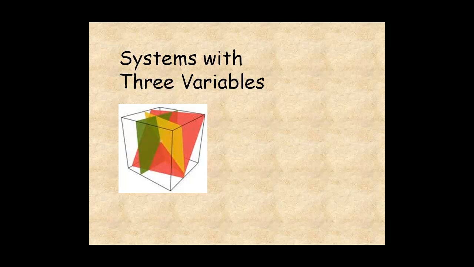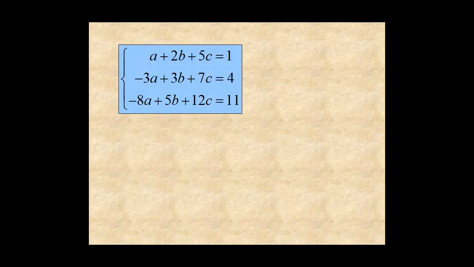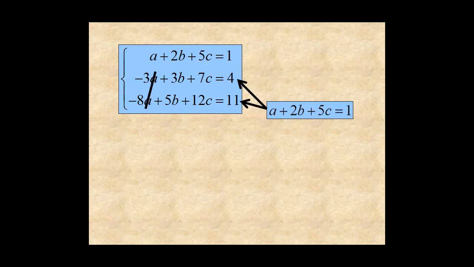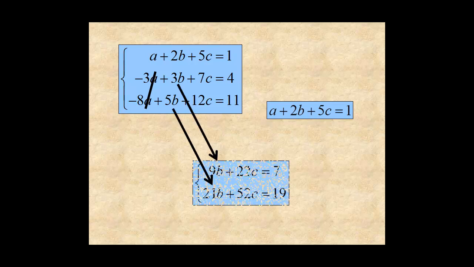This lesson shows how to solve linear systems with three variables. The general strategy is to use one equation as a tool to eliminate a variable from the other two equations. Then, the other two equations form a new system of two equations and only two variables, which you know how to solve from a previous lesson.